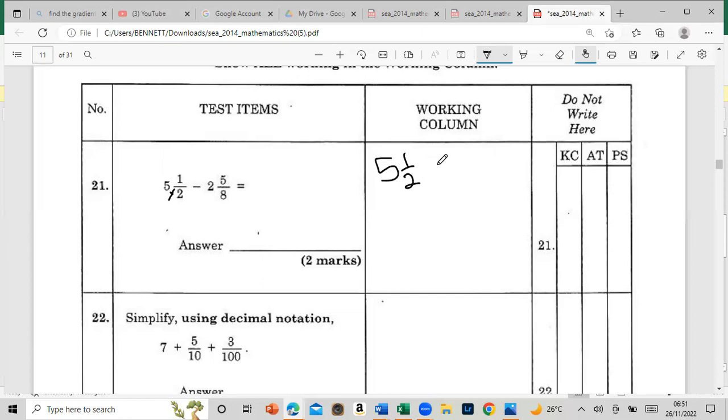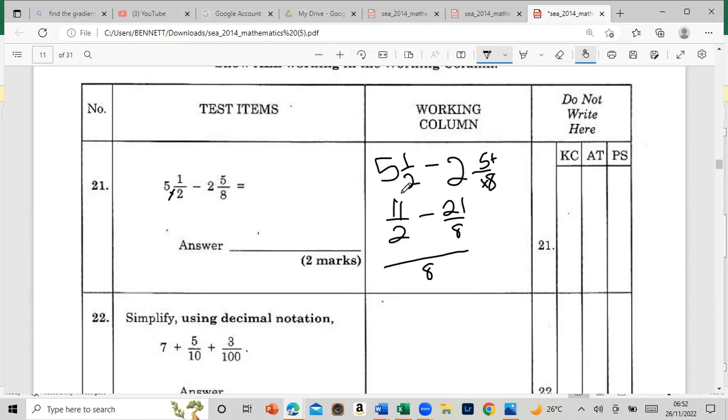At the CSEC level, you'll be required to do fractions also. So 5 1/2 is 10 and 1, that's 11 over 2. Minus 2 and 5/8: 2 times 8 is 16, 16 plus 5, that's 21 over 8. Remember, we are subtracting. The LCM would be 8. 2 into 8 goes 4 times. If you don't know that, go back to my individual videos for fractions.